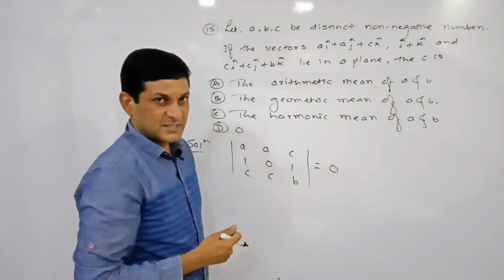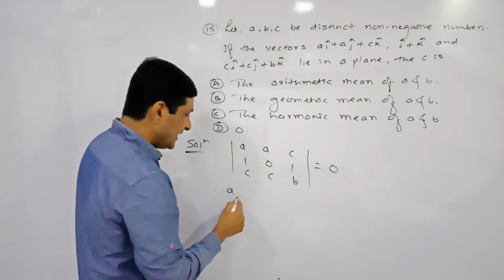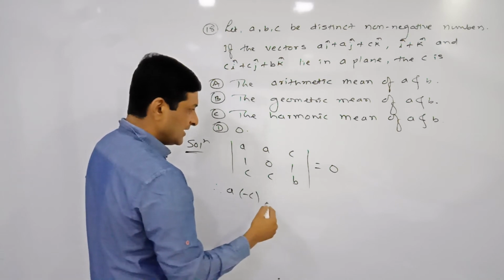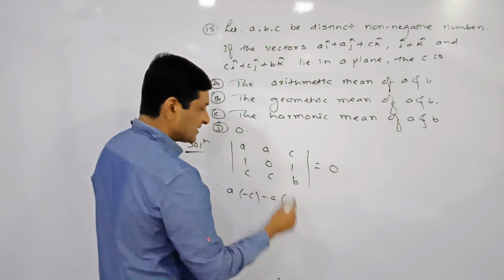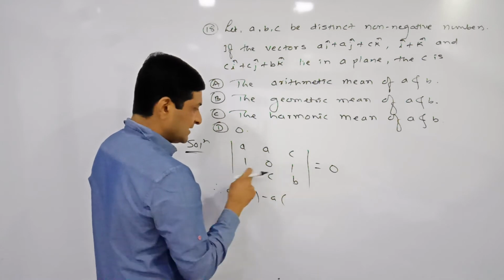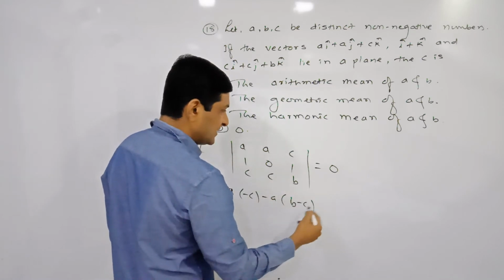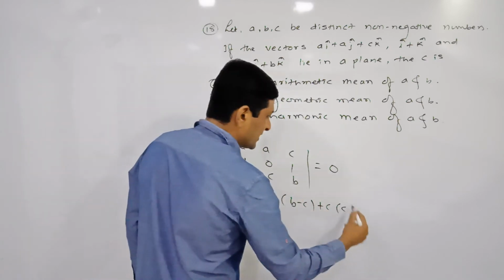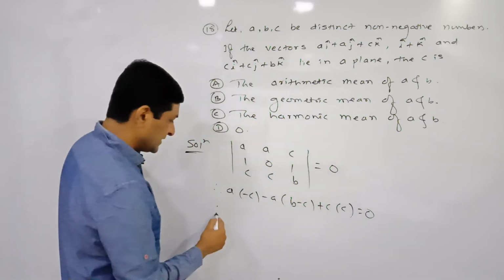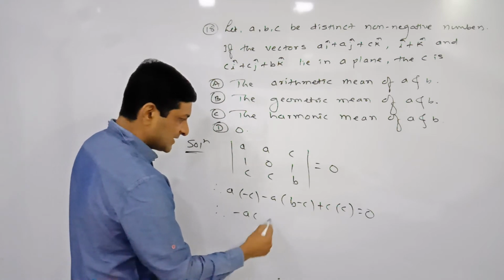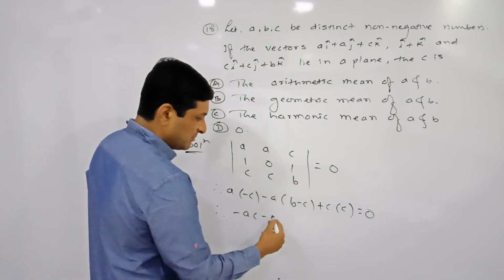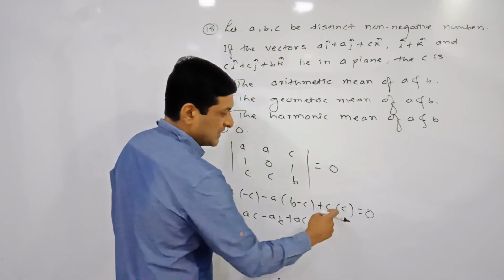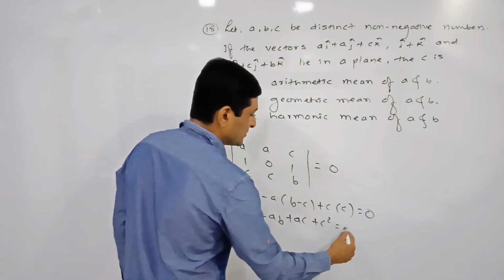Let us simplify this determinant. So therefore a into, here we will get 0 minus c, which equals minus c. Here plus a is there, so take minus a, delete this column, b minus c, so here we will get b minus c, plus c into, delete this column, c minus 0 will be equal to c. On this side 0, keep it as it is. So here a into minus c is minus ac, minus a into b will be minus ab, minus into minus will be plus a into c will be ac, and c into c will be equal to c square.